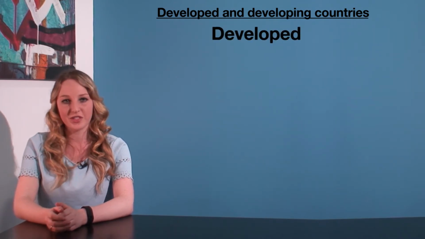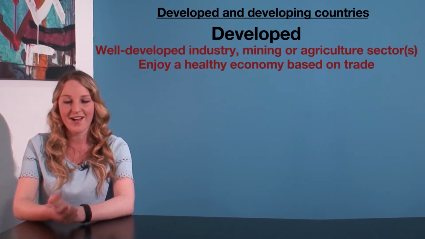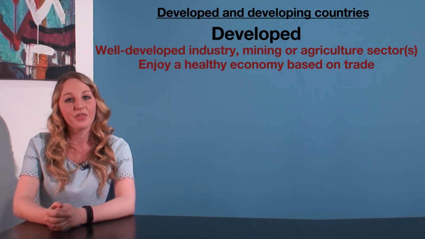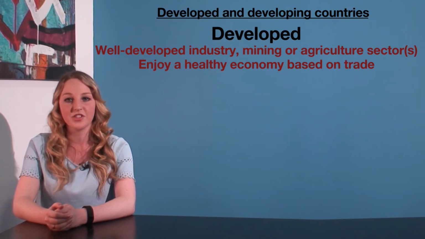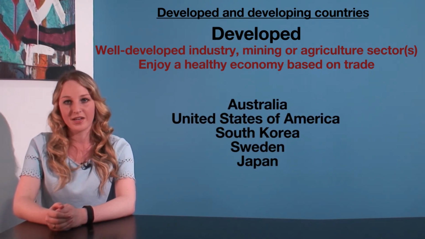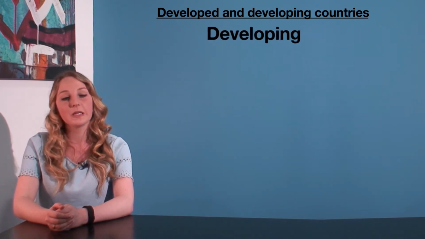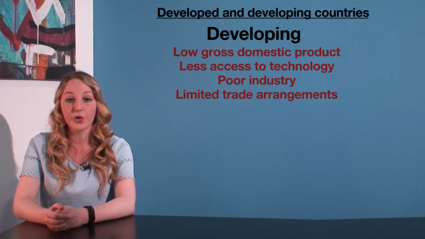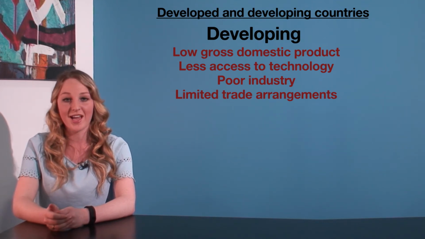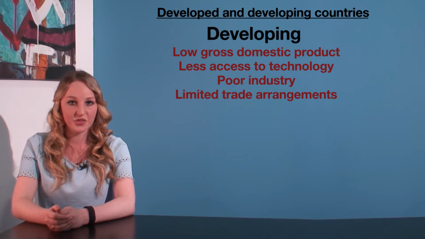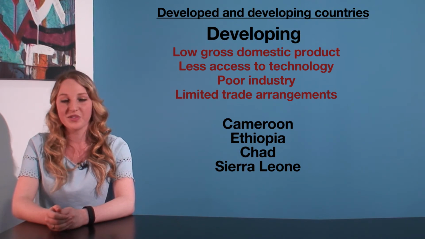Firstly, developed countries are those that enjoy well-developed industry, mining or agricultural sectors, and which, therefore, enjoy a healthy economy based on trade. So developed countries, then, include places such as Australia, the United States of America, South Korea, Sweden, and Japan. Comparatively, a developing country is one that generally has a low gross domestic product, leading to less access to technology, poor industry, and limited trade agreements. These countries include Cameroon, Ethiopia, Chad, Sierra Leone, and so on.